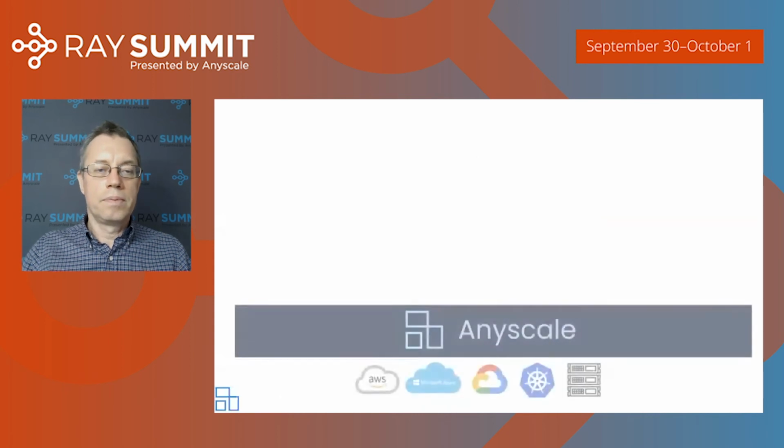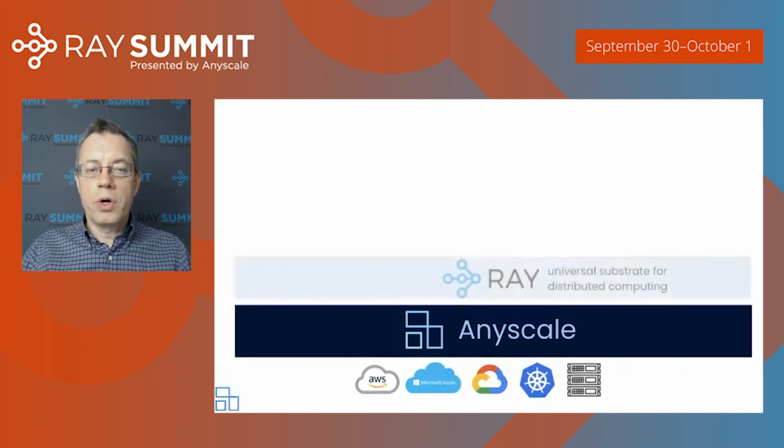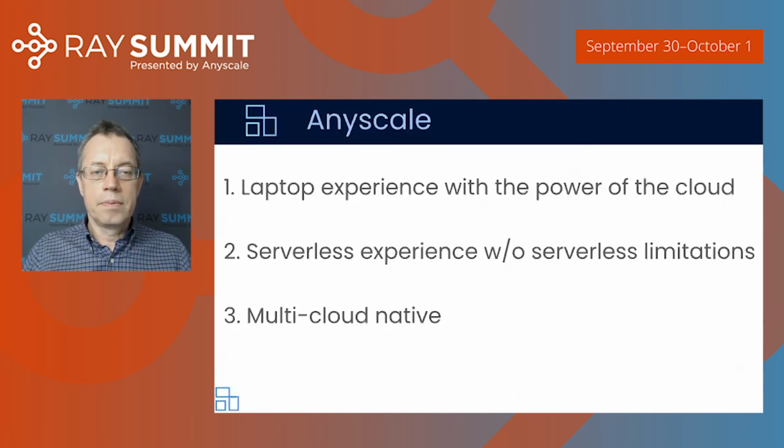So how do we do this? In a nutshell, we are building a service to provide the illusion of an infinite laptop and use Ray to program it. By using Ray, you also have access to a rapidly expanding open ecosystem of scalable libraries, as Robert described in his keynote. The Anyscale service has three desirable properties. First, it provides laptop experience with the power of the cloud. Second, it provides serverless experience while obviating its limitations. And finally, it is multi-cloud native.